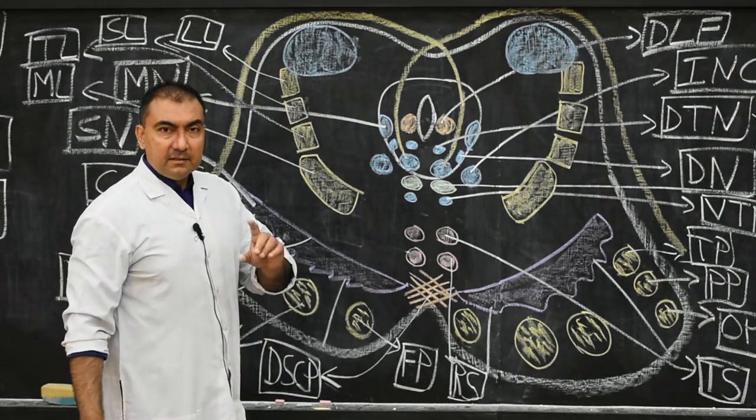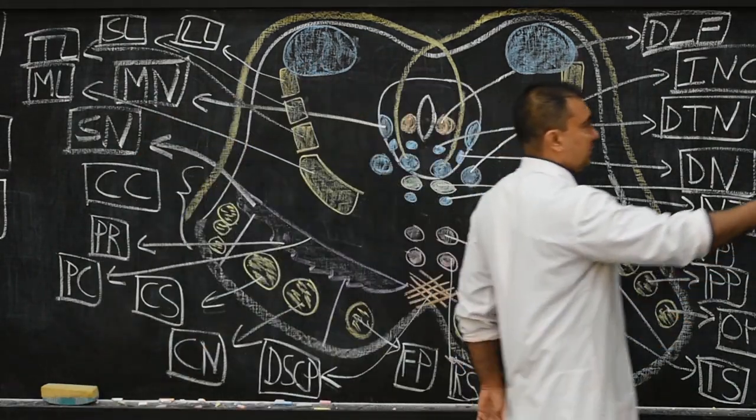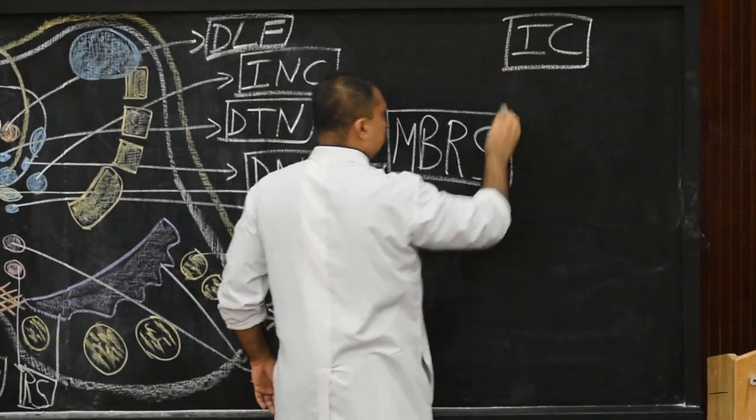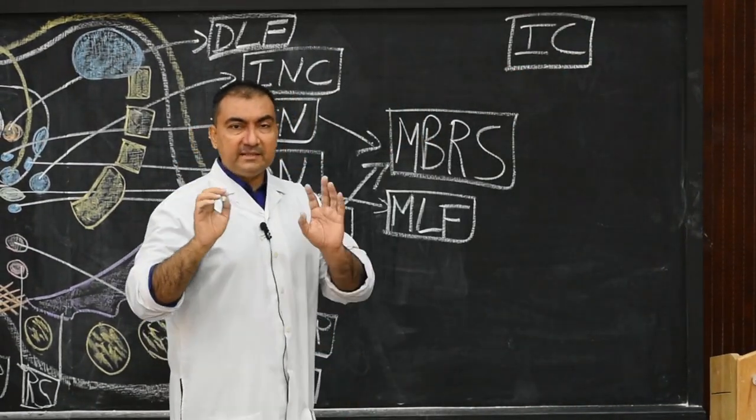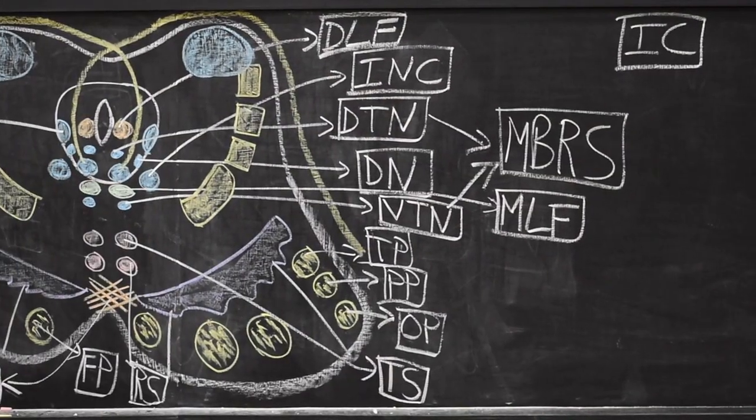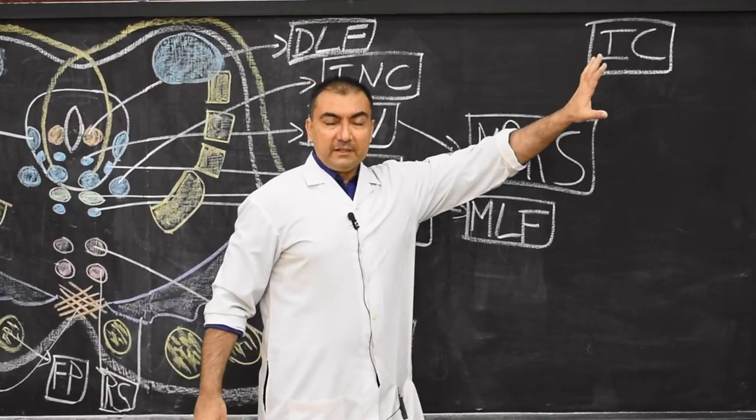And now this inferior colliculus, if I show it over here, please come on this side. This is the inferior colliculus. Very simple. We have to write several points in inferior colliculi, and those points will be, for example, we shall write down afferent and efferent.